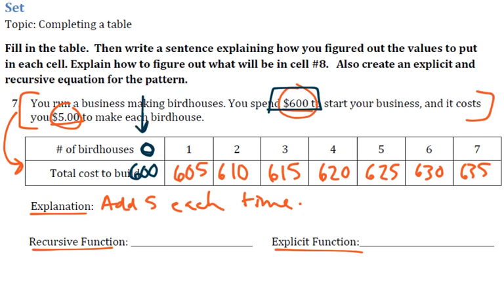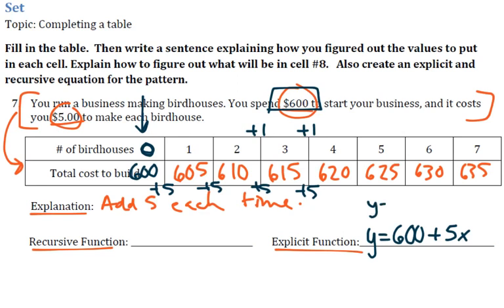That's critical, especially in the explicit, because there are two ways we can write it. We can write it y equals, well, where did we start? Look at that 0. Wherever you have the input 0, that number here is where we start. So we start at 600. What do we do to 600? Well, how is it growing? We're adding 5 each time we add 1 up here. So it would be plus 5, and then our variable, x.